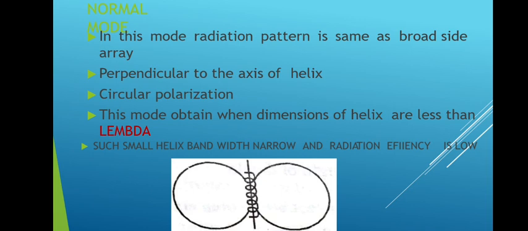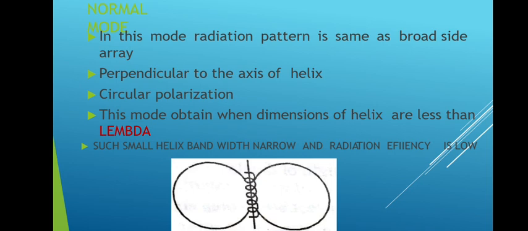In this mode the radiation pattern is the same as the broadside array, as just now told, perpendicular to the axis of the helix, and the polarization is circular. This mode is obtained when the dimension of the helix is less than lambda. Already I told that generally the length of the helix in this mode of operation is very small, equivalent to 0.1 lambda or so. So therefore it is a small loop acting. Such a small helix has a narrow bandwidth and the radiation efficiency is very low.